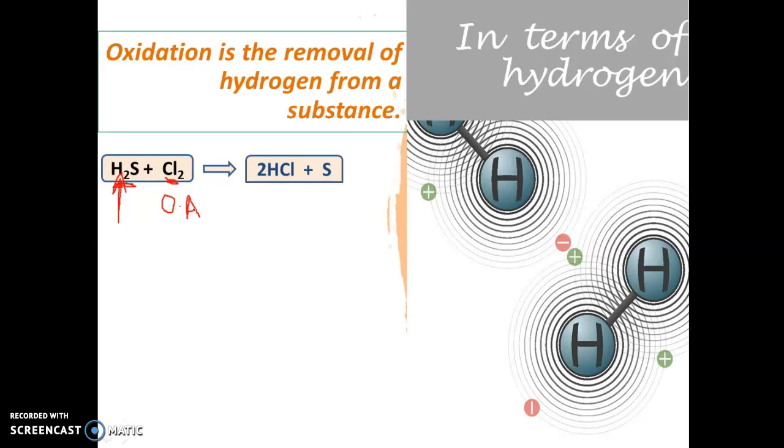You see that? Now what happens is that this chlorine removes the hydrogen from hydrogen sulfide. Yes, it removes the hydrogen from hydrogen sulfide. Why does it remove the hydrogen? Because it is the agent of oxidation. It is the agent that removes hydrogen. So it removes hydrogen from hydrogen sulfide, and look at what happens here. At the end of the day, hydrogen sulfide is not going to be having hydrogen anymore.